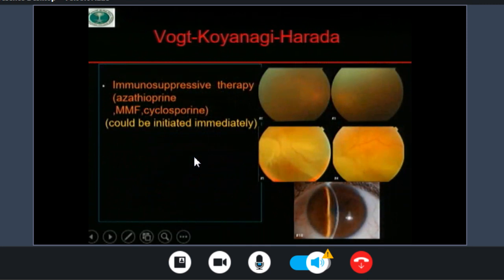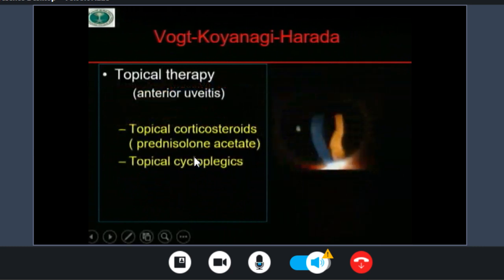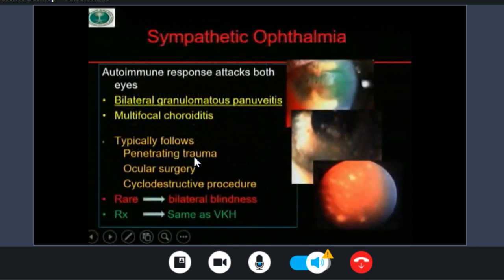Immunosuppressive therapy like Imuran or CellCept, or in some cases cyclosporine, could be used and initiated in the initial stage. Topical therapy is usually used for the associated anterior uveitis, and we usually use prednisolone acetate or topical cycloplegia.